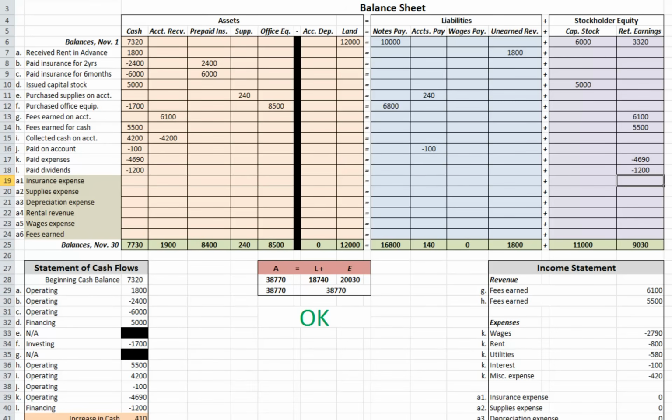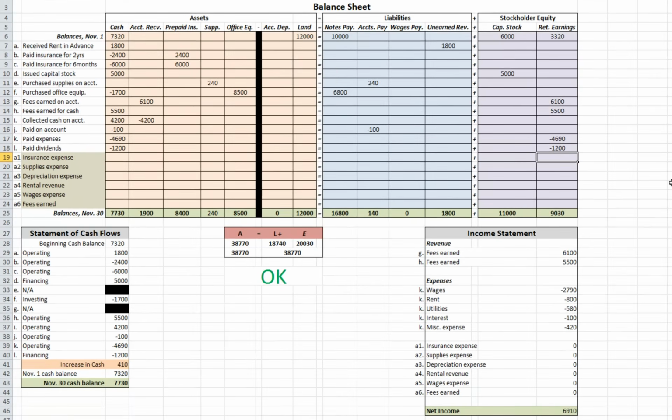And if you see the OK, we're all balanced out. And if you look at our statement of cash flows, you will see a financing cash outflow of $1,200. And remember, a dividend is not an expense. It is merely a distribution of earnings to owners or stockholders in the company. It's a financing cash outflow. Okay, so we're actually done with all of our transactions.